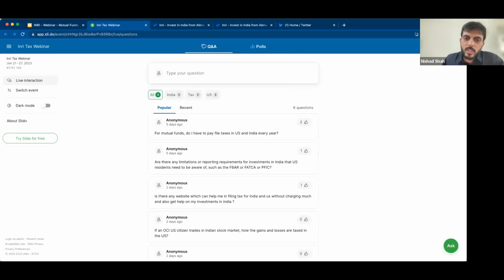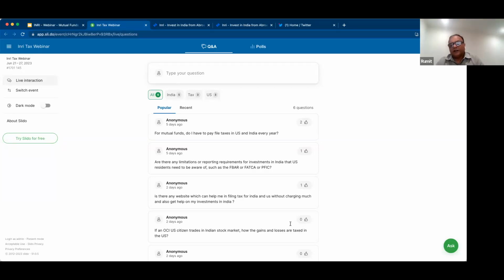Okay, so the first question is for mutual funds, do I have to file taxes in US and India every year? Yes. For India and US, if you invest and if you have any income, then you need to file. There is a threshold exemption in India, right now it is rupees 5 lakhs. If you don't have any taxes, right now the tax limit for filing for NRIs is rupees 2,50,000 for India. And for US, if you have passive income more than $600, you have to file your tax return and pay any taxes if needed.